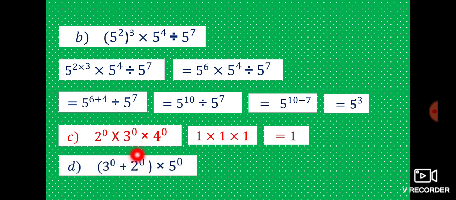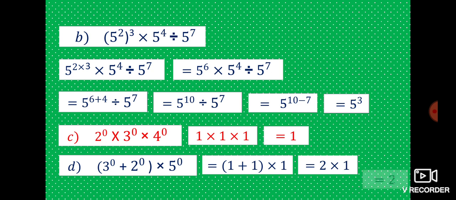Next is the last question. 3 raised to 0 plus 2 raised to 0 into 5 raised to 0. Instead of this, we use 1. 1 plus 1 is 2. 2 into 1 is 2, which is the answer.